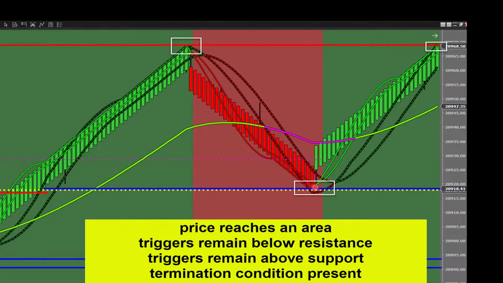Price pushes down, reaches Fibonacci support. I ask myself once again, where are my triggers? Well, they're all above support. Support is a termination condition. There could be a bounce, a fight, a break. I never know. But rule number 2 says it's a termination condition. Absolutely no trades into the area.